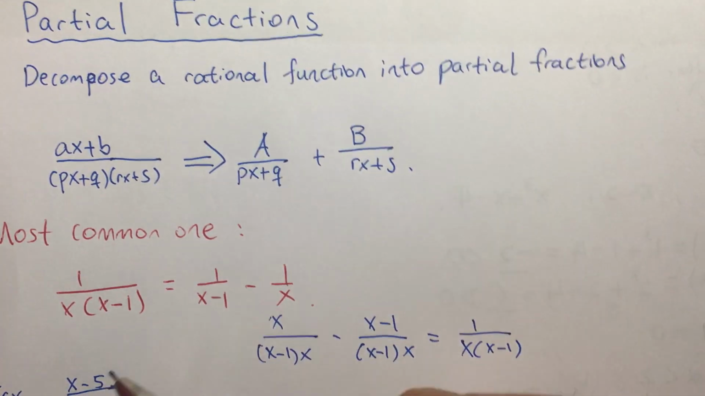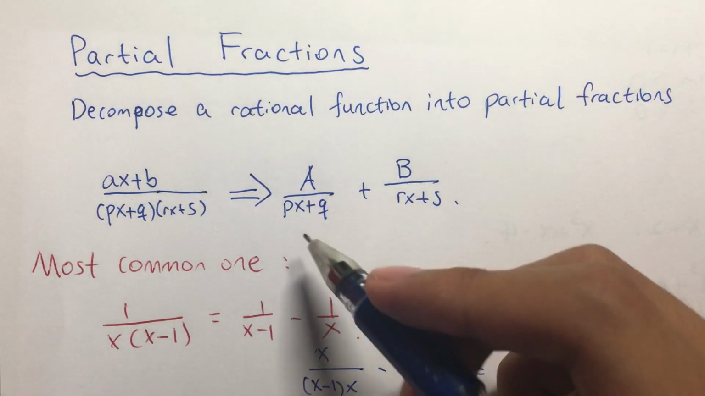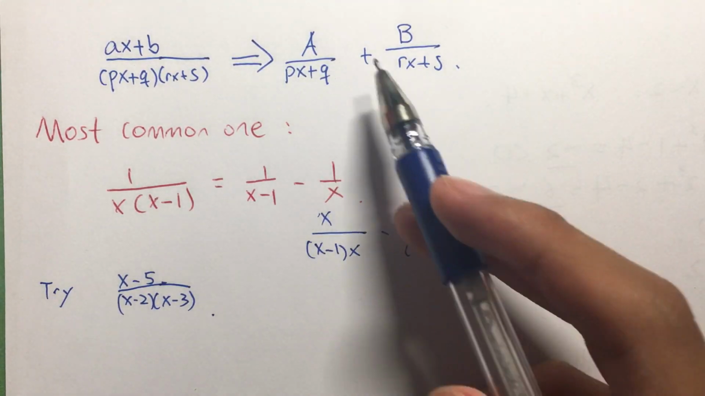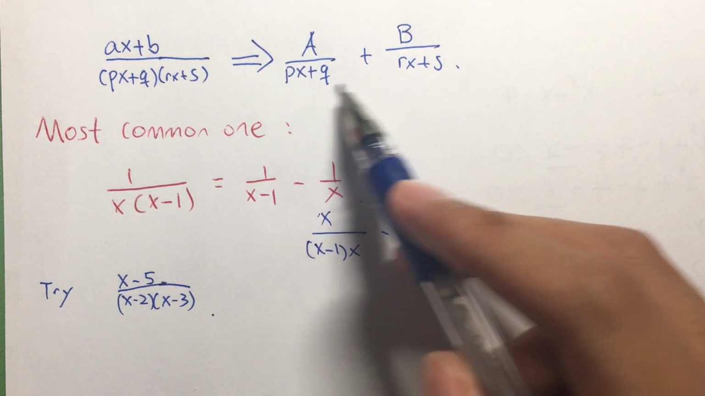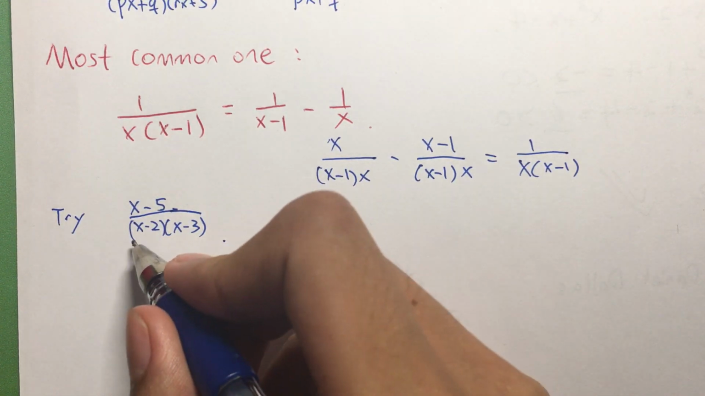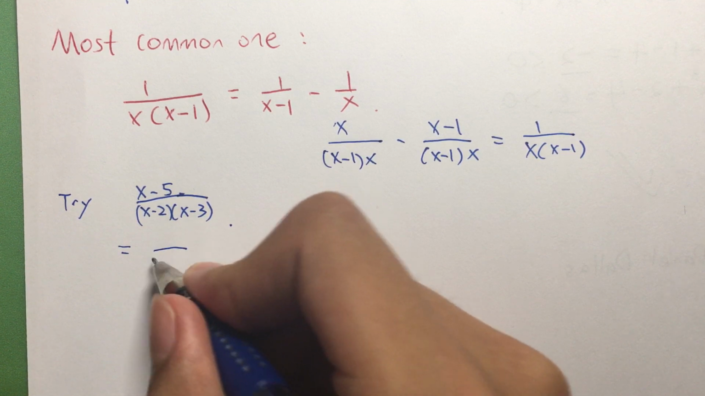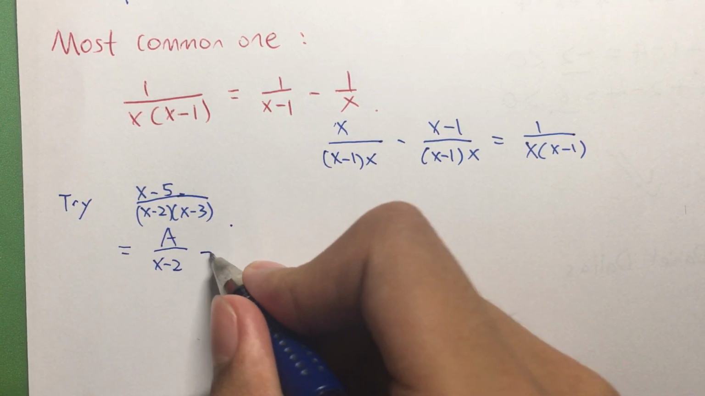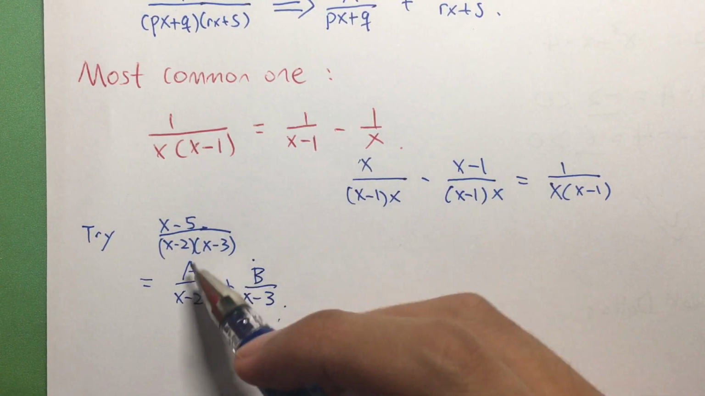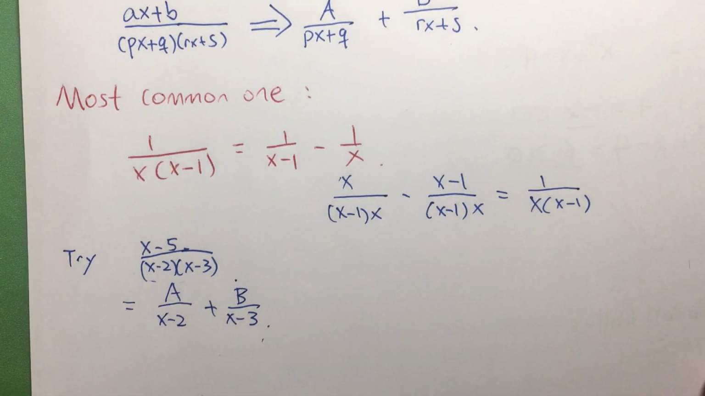And sometimes, like in this example, we have x minus 5 up here, so maybe we need to use this formula. How do we solve that? We can assume that this is equal to that, and let's find the values for a and b. We know that x minus 2 and x minus 3 are going to separate it, so we can write a over x minus 2 plus b over x minus 3. We can write this because it is in the form of that. Otherwise, you can't just write this.